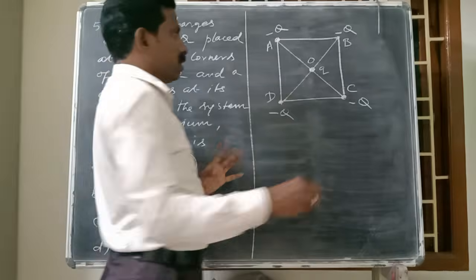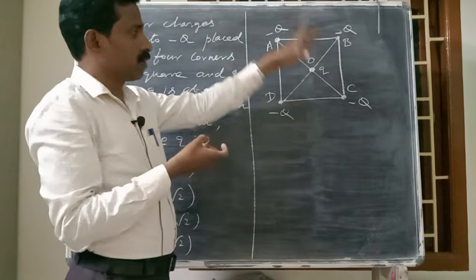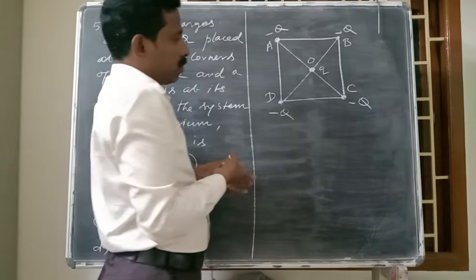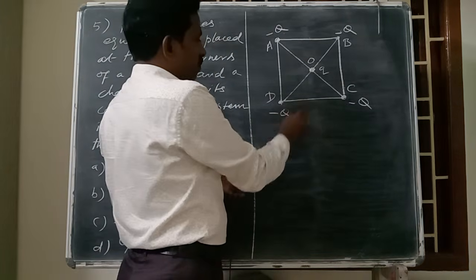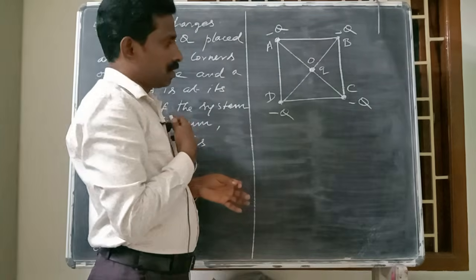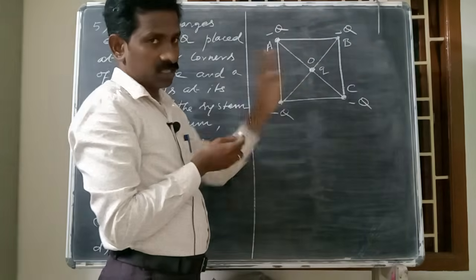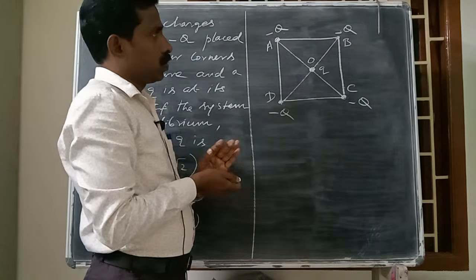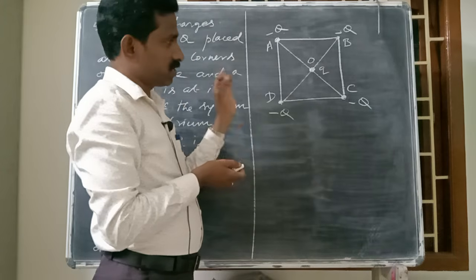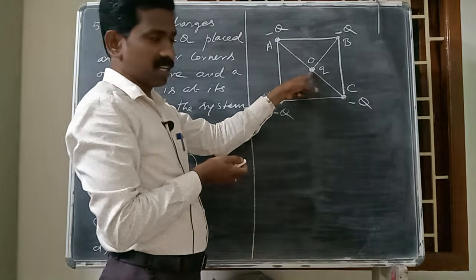First see, these 4 charges are identical, minus q, minus q, minus q. So if you consider any one of these 4 charges, the same logic can be applied to all the other 3 charges. Okay, right. So we will come later to these minus q charges. First let us see the small q which is placed at the center of the square.